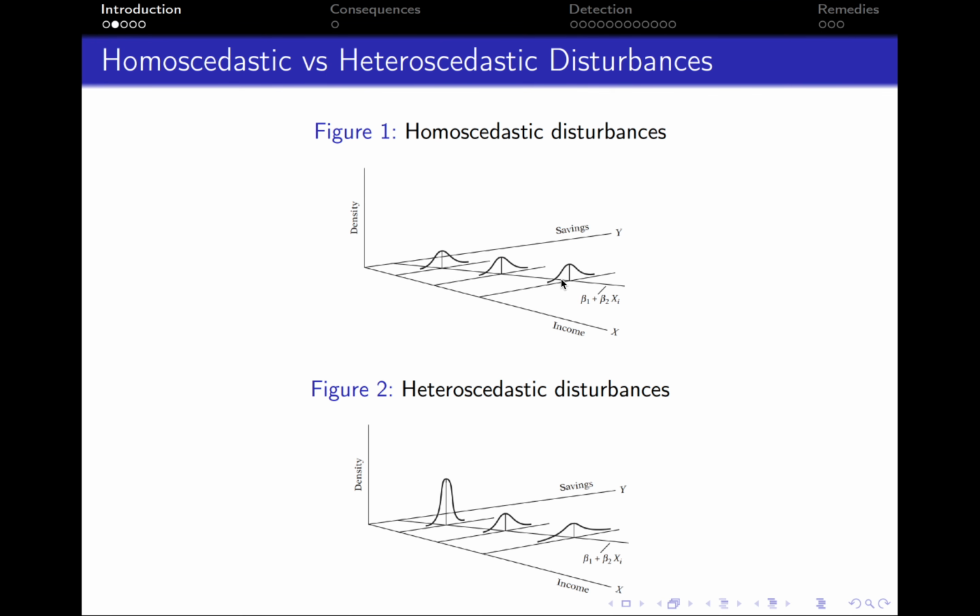While in the homoscedastic case, no matter what the value of income is, the spread is the same for each observation. In this case, the spread of the error terms, how far away they are from each other, is different for different values of x.